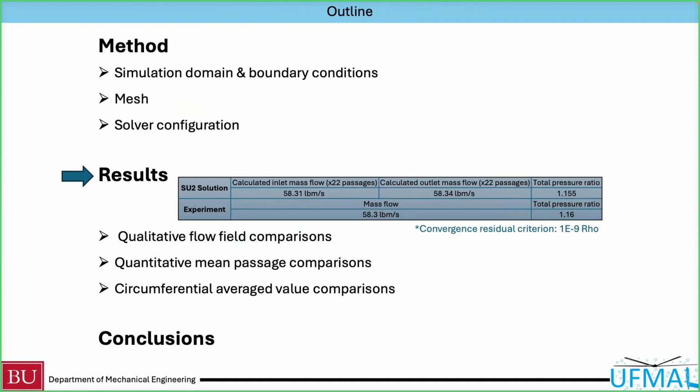Both inlet and outlet mass flow rates are conserved, matching the experiment within 1% error, and the total pressure ratio is also in good agreement with the experiment. We have tested two grid versions, and the results are actually very similar, so I'm only going to show the final grid solution.